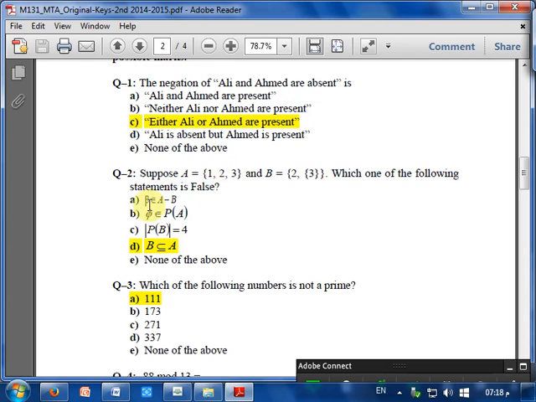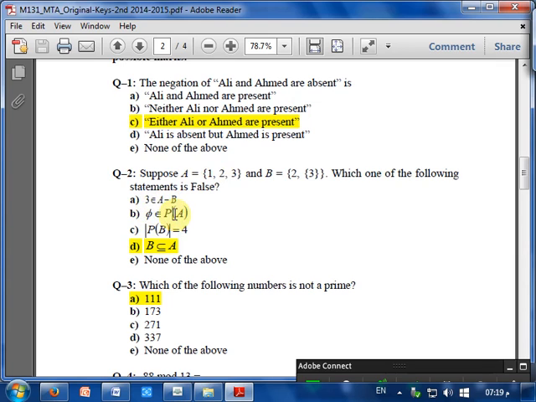First one: 3 belongs to A minus B. A minus B is what? Elements which are in A, not in B. So what are the elements which are in A, not in B? 1 and 3. So 3 belongs to A minus B. It is true, not false.